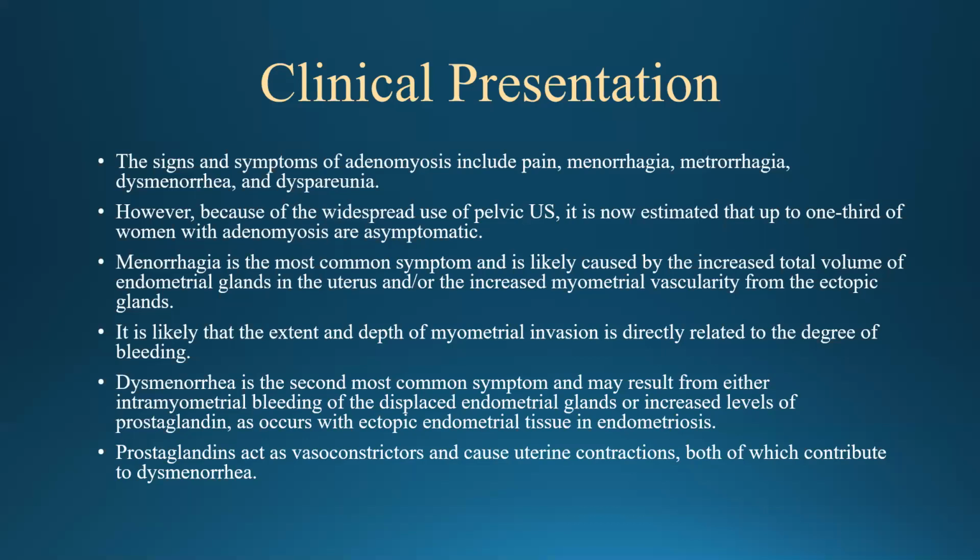Heavy menstrual bleeding is the most common symptom if they are symptomatic. We mentioned that one third are asymptomatic, totally without symptoms. The other two thirds will present with bleeding, like heavy menstrual bleeding. This would be caused by the increased total volume of the endometrial glands in the uterus. It will be caused by the increased myometrial vascularity from the ectopic glands, because it's not normal to have endometrial glands inside the myometrium.